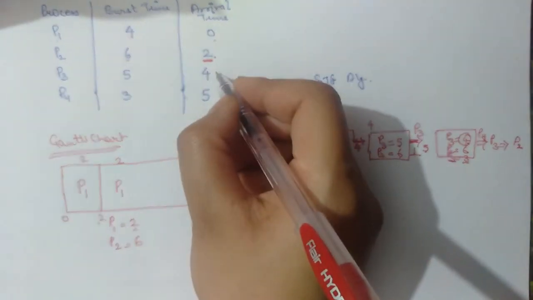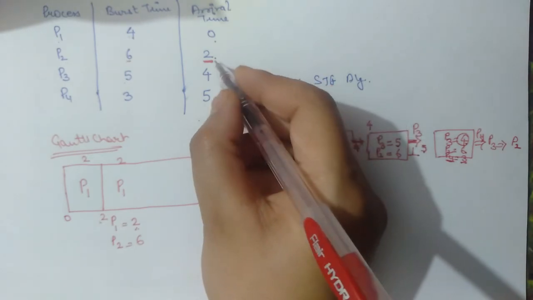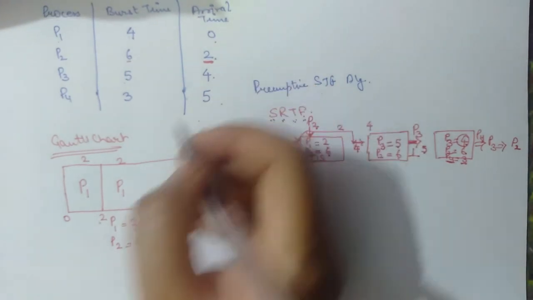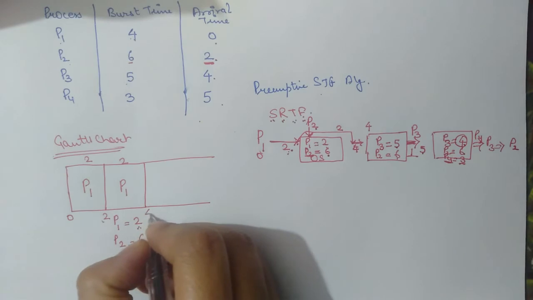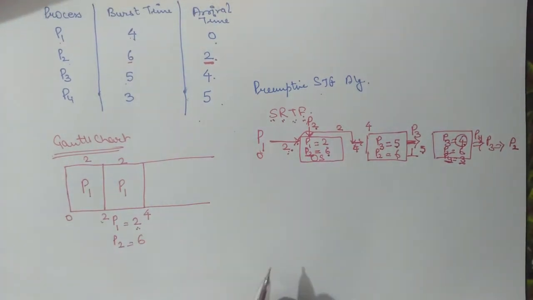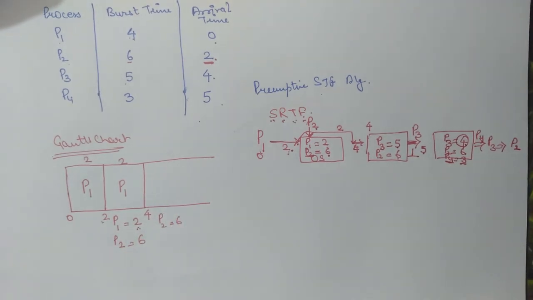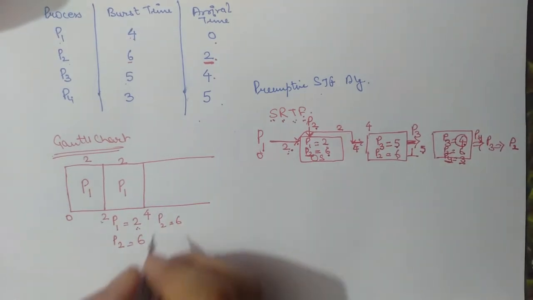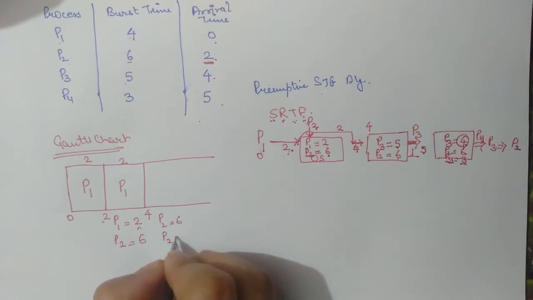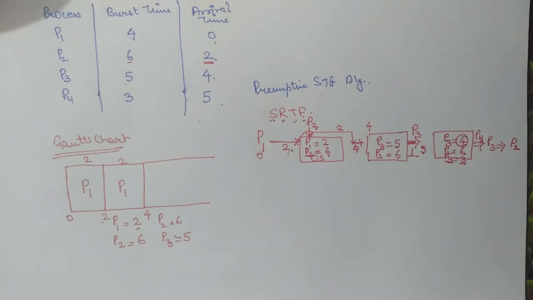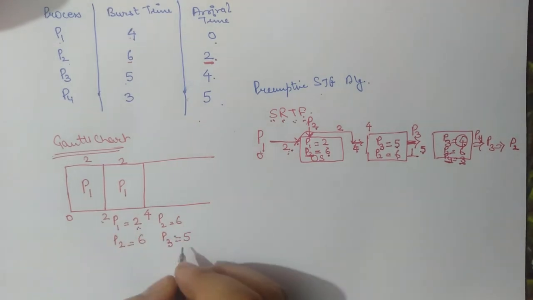Now it will continue till the next arrival time. Next arrival time is 4. At 4, P1 has completed its execution and exits. Now at time unit 4, what is the status of the ready queue? In the ready queue we have one pending process whose execution time is 6 and one new process whose execution time is 5. Now which process is shortest?